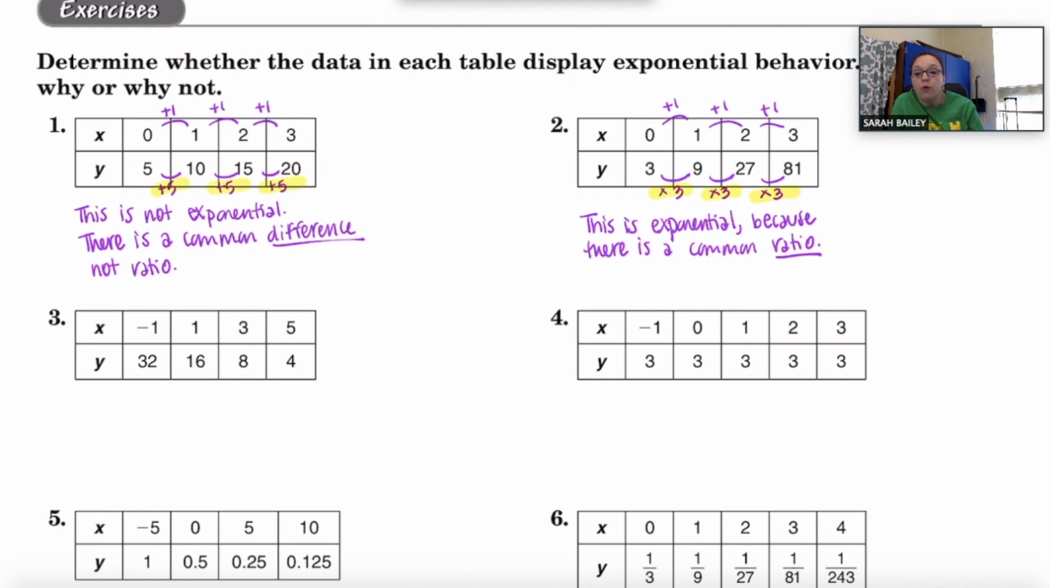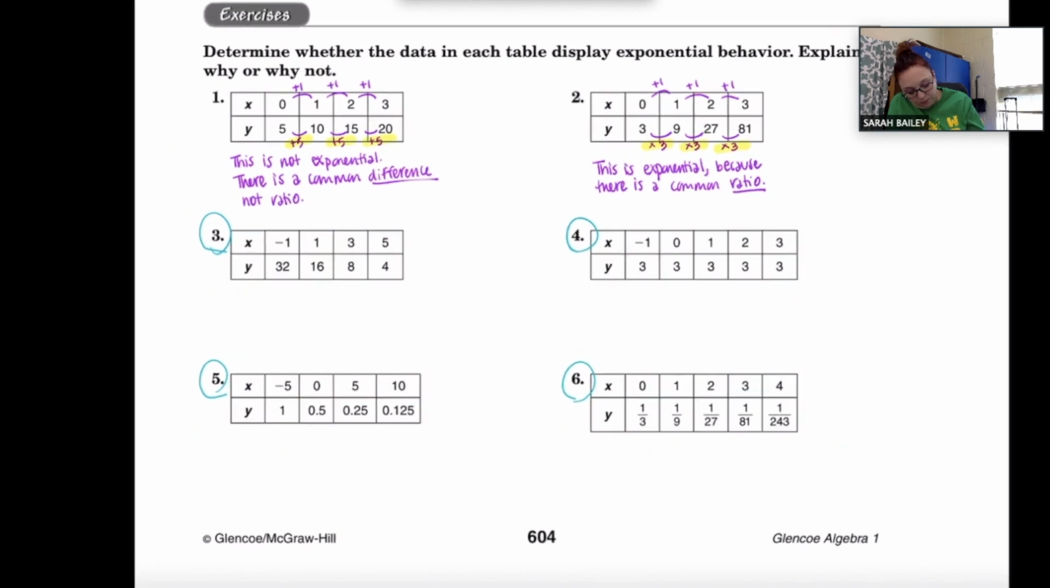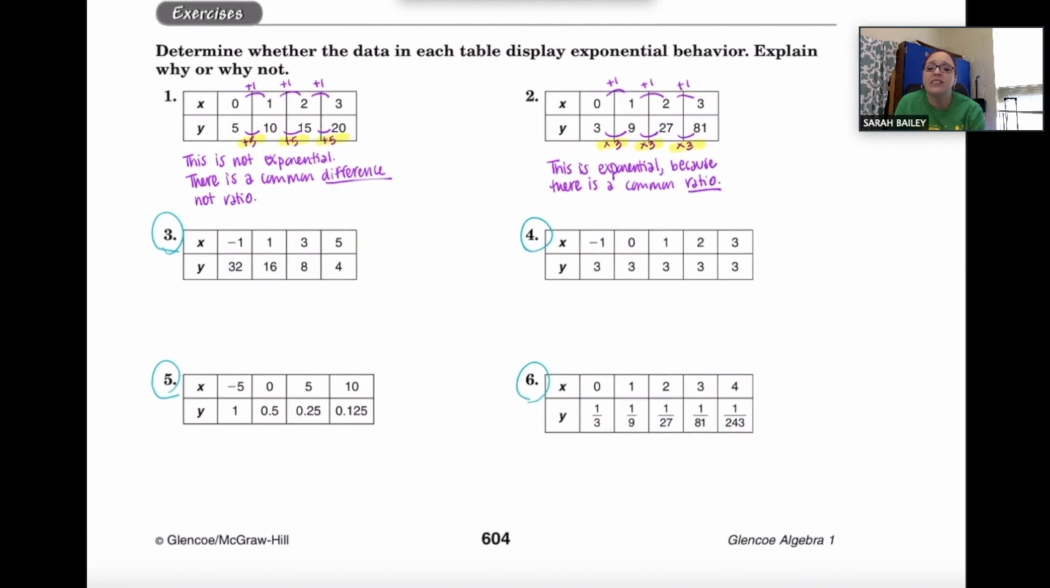Okay, so what I want you to do now is you're going to do the same thing for the rest of these problems. So 3, 4, 5, and 6. Remember, you need to say either this is exponential or this is not exponential, and you need to tell me why. There is a common difference or there is a common ratio. Okay, so pause the video now and complete 3 through 6.